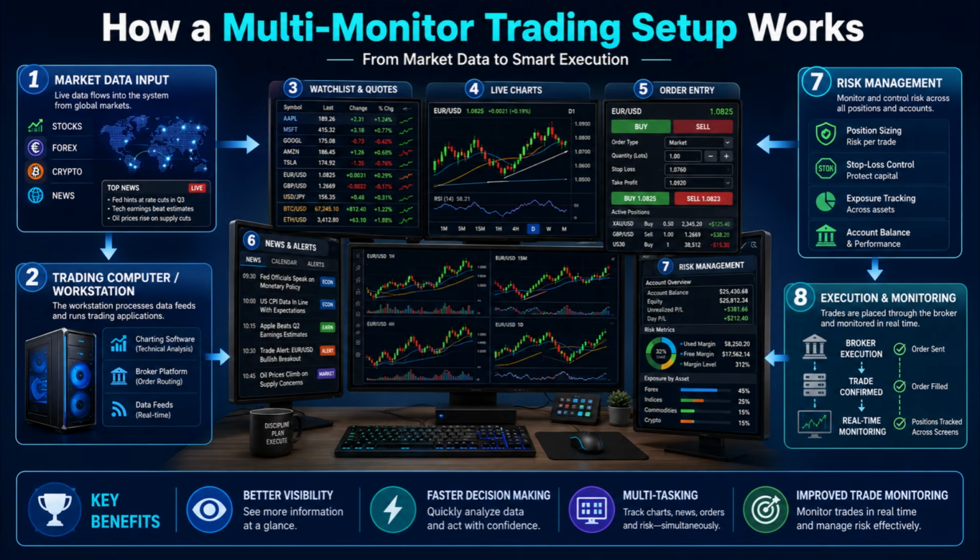Then, the trading computer or workstation processes all this information. The workstation runs charting software, broker platforms, order routing systems, and real-time data feeds. Because trading data changes very quickly, the computer must be powerful enough to handle multiple screens and applications at the same time. After that, the first monitor usually shows watch lists and quotes.